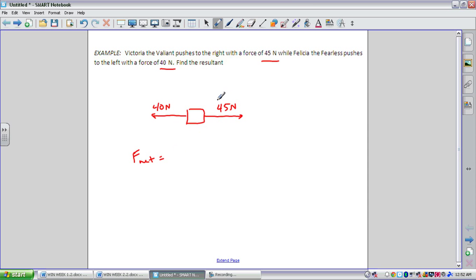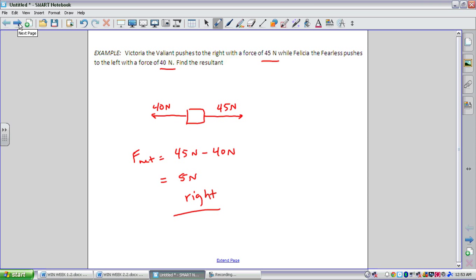So in this case, it would be the right force of 45 newtons minus the left force of 40 newtons. And that gives us a total net force of 5 newtons. And because it's positive here, that tells us that it's going to the right. Again, net force is a vector quantity, so in addition to giving the magnitude, which is the 5 newtons, you also have to give the direction, which is to the right.